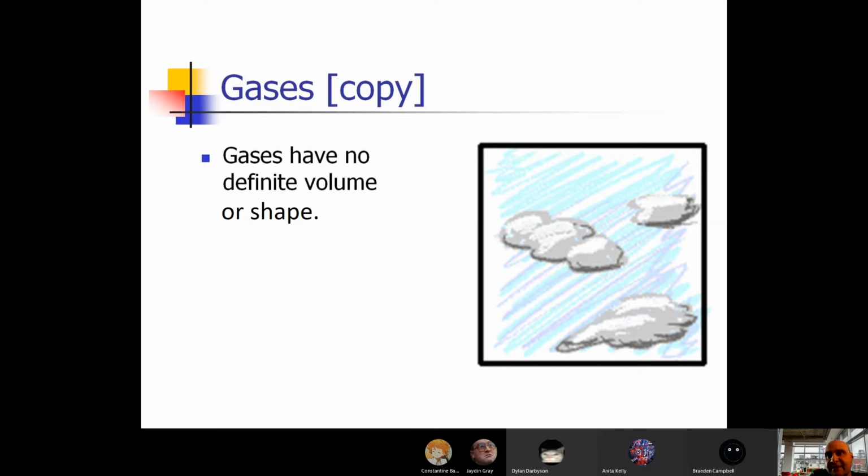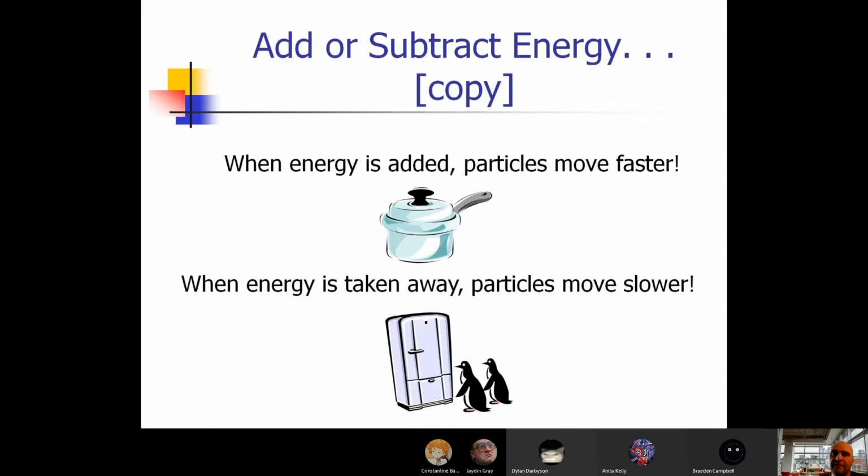So I also wanted to discuss here in our little introduction the different names of the phase changes and how we actually go between solids, liquids, and gases. So add or subtract energy. When energy is added, particles move faster. And when energy is taken away, particles move slower. And this is when our phase changes happen. So if you add enough energy to things, then it's a good chance you're going to go from a solid to a liquid to a gas. And when you take that energy away, you'll go gas, liquid, and solid.